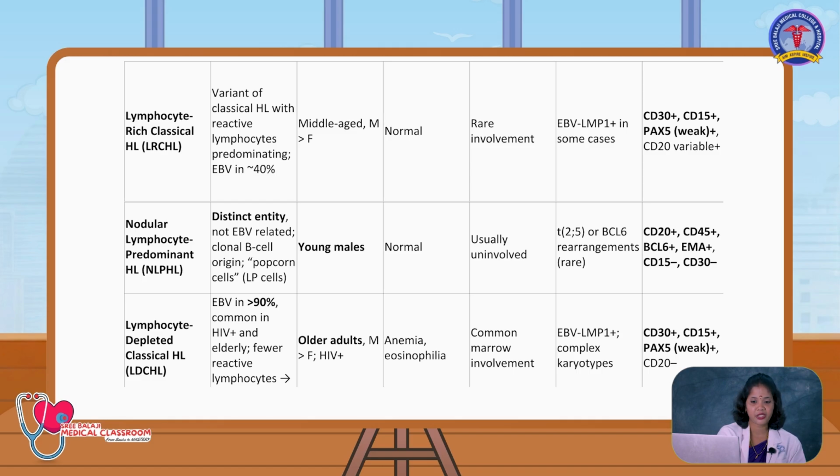Nodular lymphocyte predominant Hodgkin lymphoma is a distinct entity which is not associated with EBV infection. Young males are affected, and the cytogenetic abnormality elicited will be translocation of 3q27 or BCL6 rearrangements. In immunophenotyping, CD20, CD45, and BCL6 will be positive.